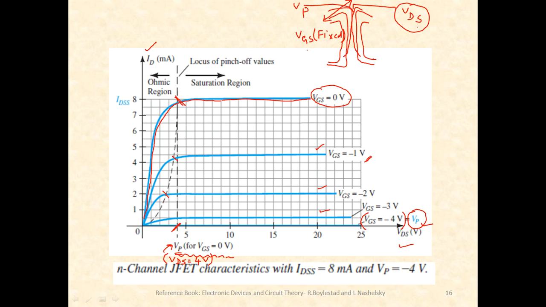Now the second condition is I am varying the gate voltage from 0 to minus 1, minus 2, minus 3, minus 4. That means lesser and lesser drain current is flowing because the depletion region is getting more and more bulged. And at some point of time the current will be almost 0. So this is also called pinch off.